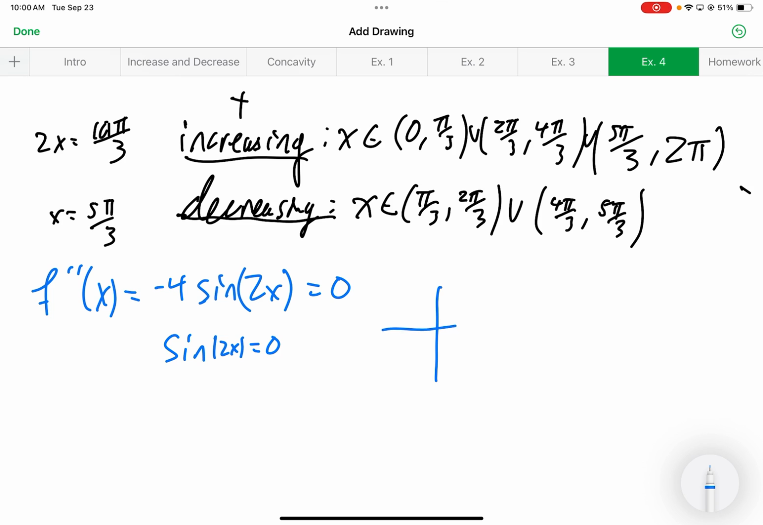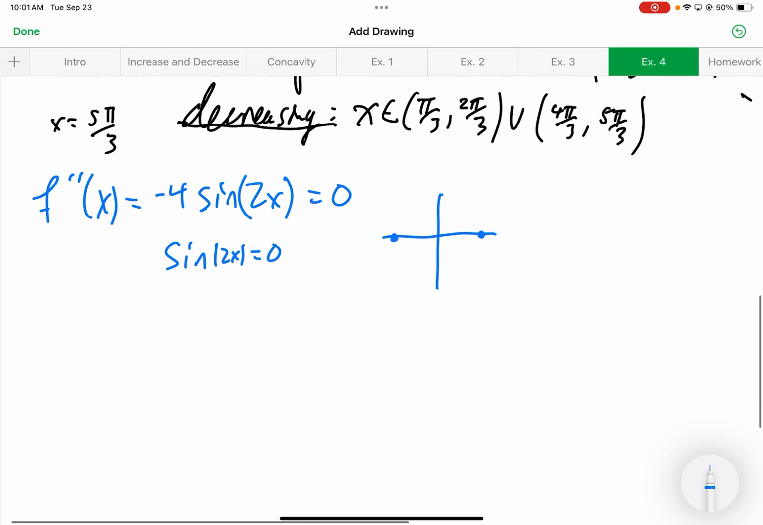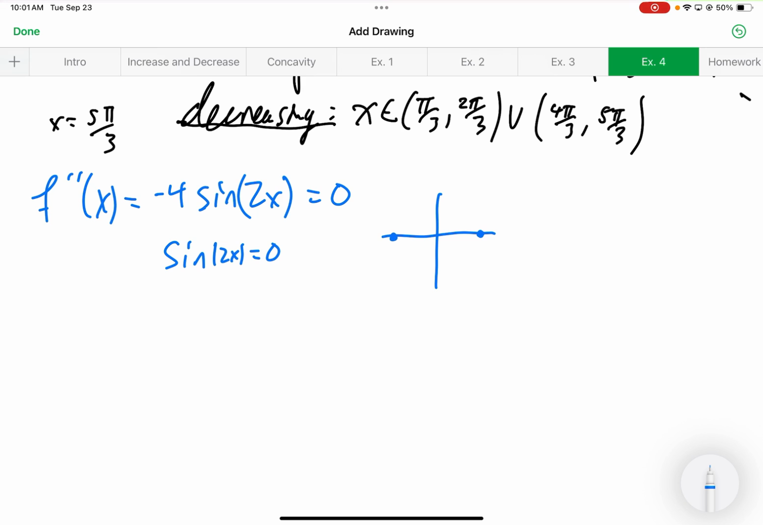So we employ the use of our friend, the unit circle. And I want to find, ignore the 2x, I want to find just where sine is equal to 0. Okay? Where does that happen at? 0, pi, 2 pi, and then beyond, right? I'll probably need those other values. So 0, pi, 2 pi, 3 pi, 4 pi, right? Go beyond just one revolution of our unit circle there.